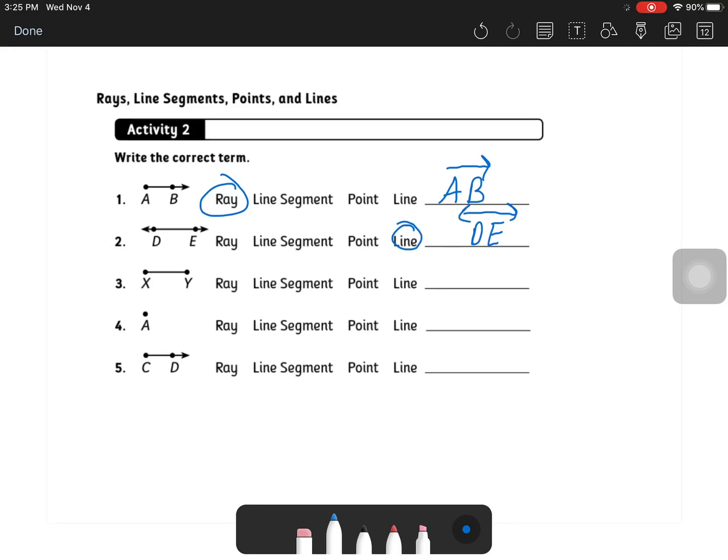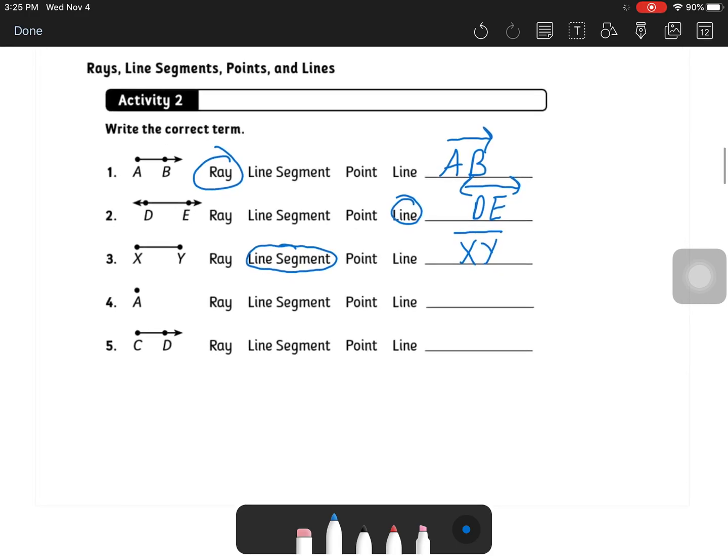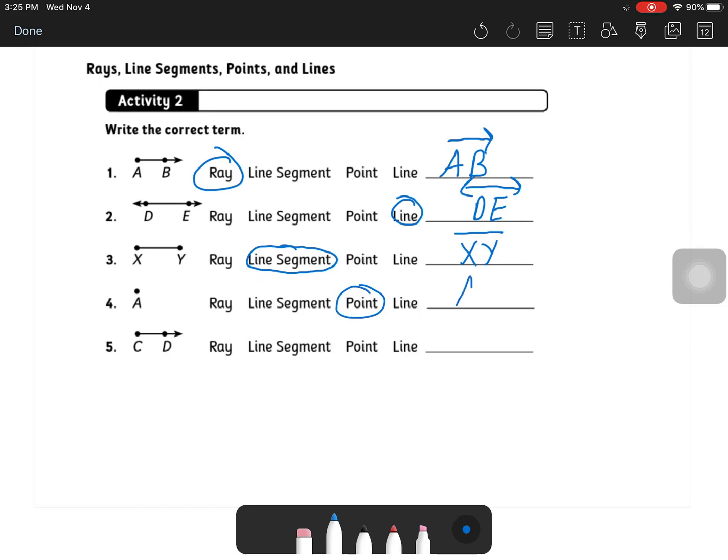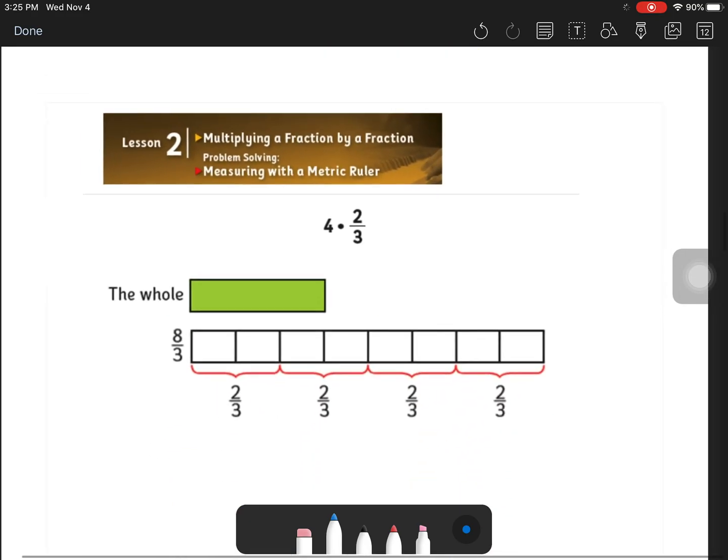Since number 3 has dots on each endpoint, that's going to be a line segment. So that's X, Y, and then we just put a bar with no arrows on it. Number 4, that's just a point. And so all we have to do is just put a capital letter for that one. And number 5 is kind of the same as number 1. That's a ray, and it's CD. Okay, some geometry terms there.